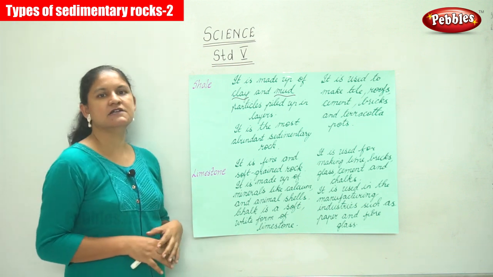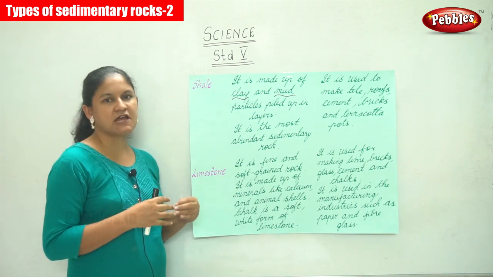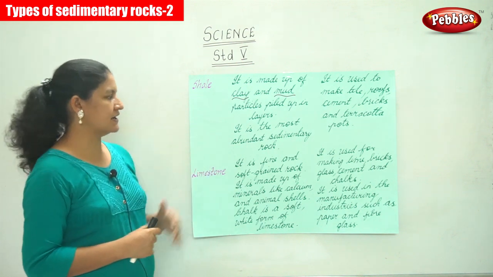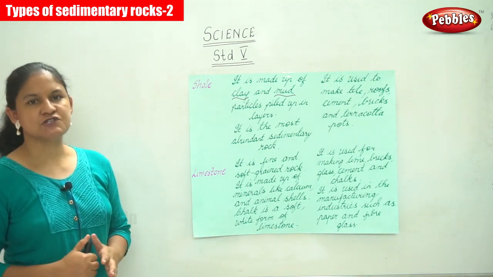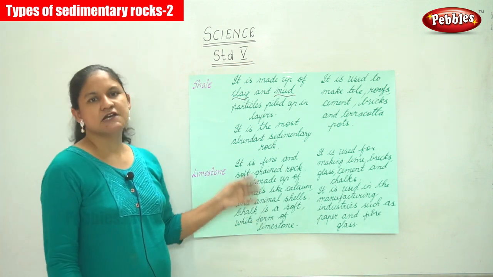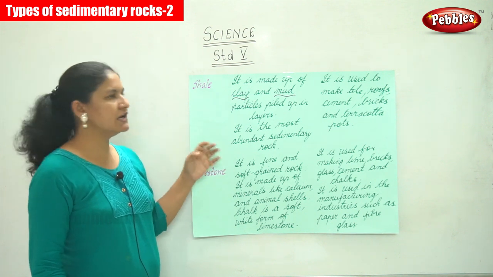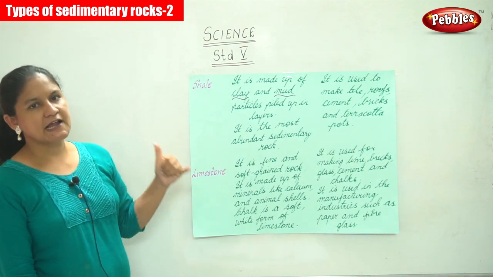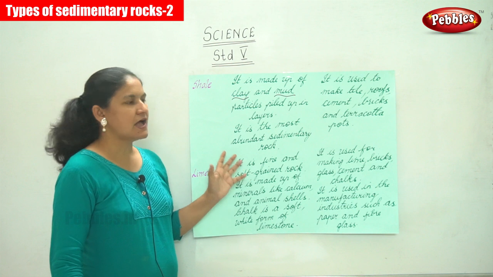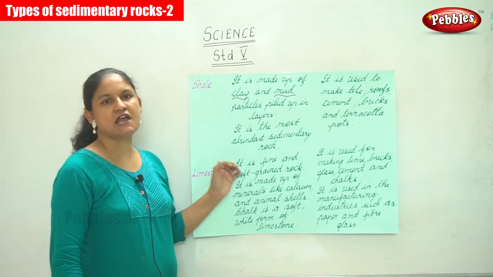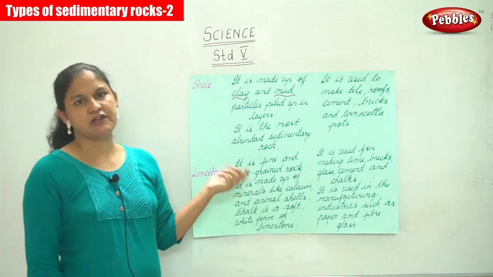The shale is made up of clay and mud particles that are piled up in layers. And if you have a look at the shale, it is found to be the most abundant sedimentary rock. So talking about shale, shale is made up of clay and mud particles piled up in layers, and it is the most abundant sedimentary rock.